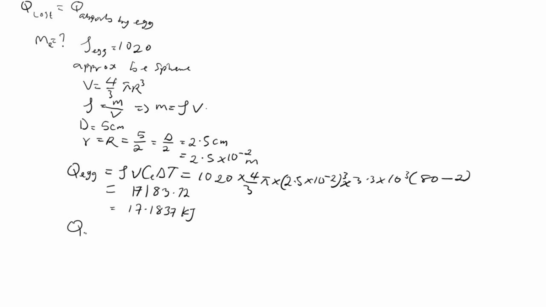So the total heat absorbed by the 6 eggs will now be 6 multiplied by the above Q, which is 6 multiplied by 17.1837. If you compute this very well, you're going to have 103.1026 kilojoules.